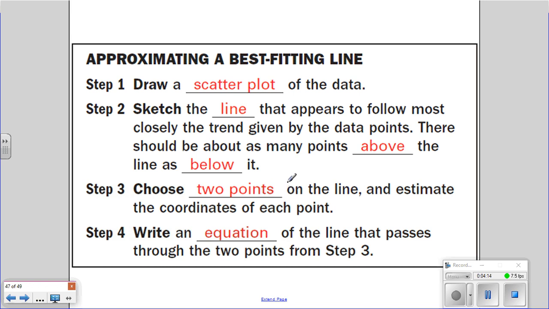Then you would pick any 2 points on the line. They could be data points or they don't have to be, and then write an equation. But we're going to use a graphing calculator to get this done for us. But if you had to do it by hand, these would be the steps you would follow.